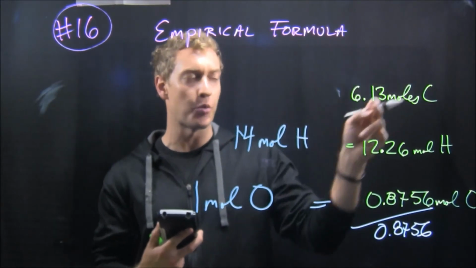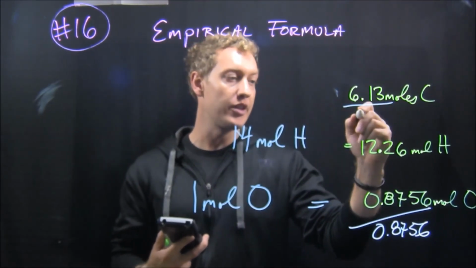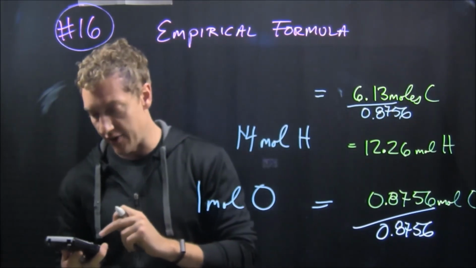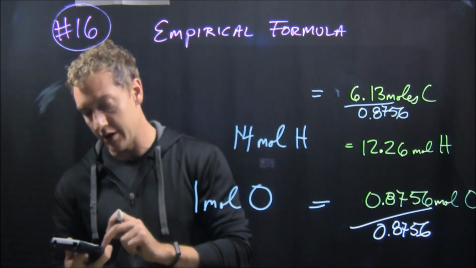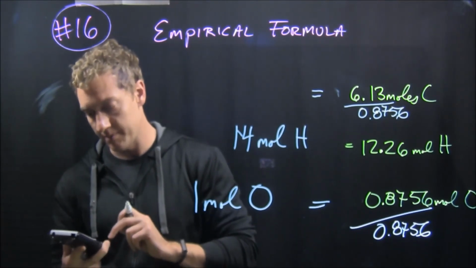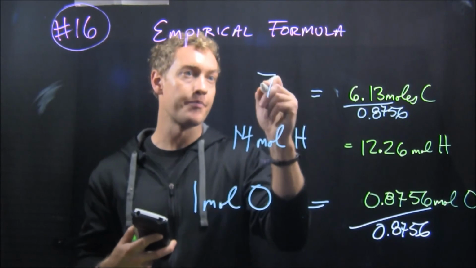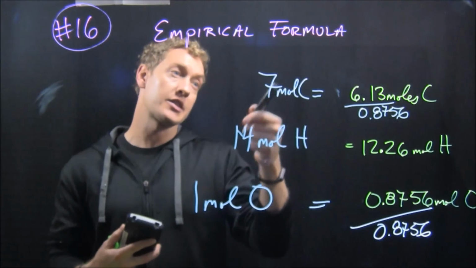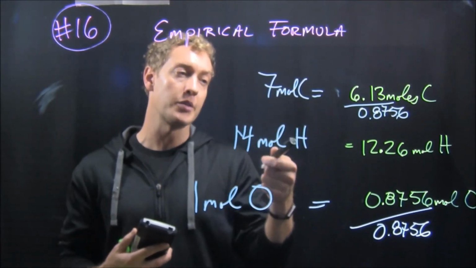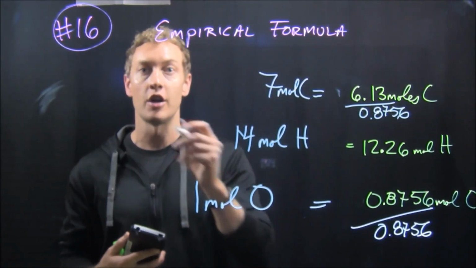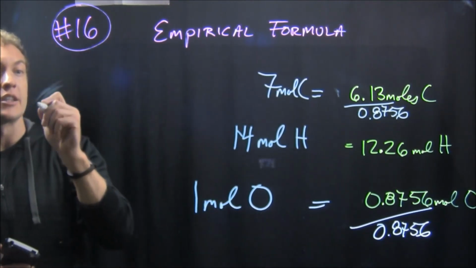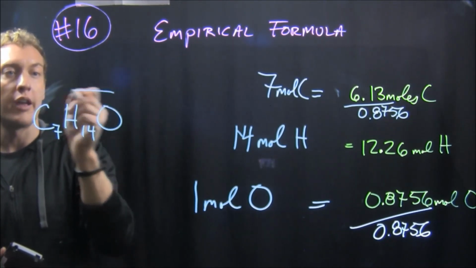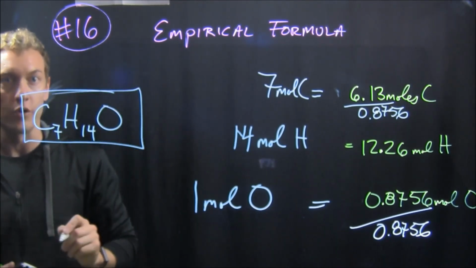And then we're going to divide the 6.13 again by the 0.8756. And that's going to equal, I think it's 7 is what that comes out to be. And sure enough, it's 7 moles of carbon. And so then that's our formula. It's 7 parts carbon for every 14 parts hydrogen for every 1 part oxygen. So we would express the formula as C7H14O. And that would be the empirical formula for the compound.